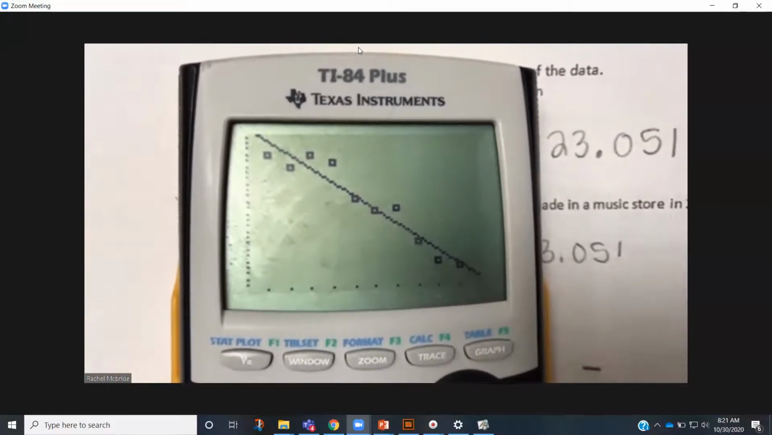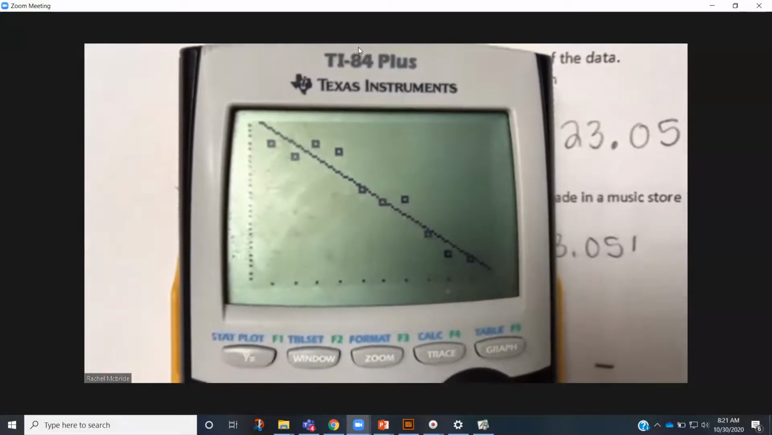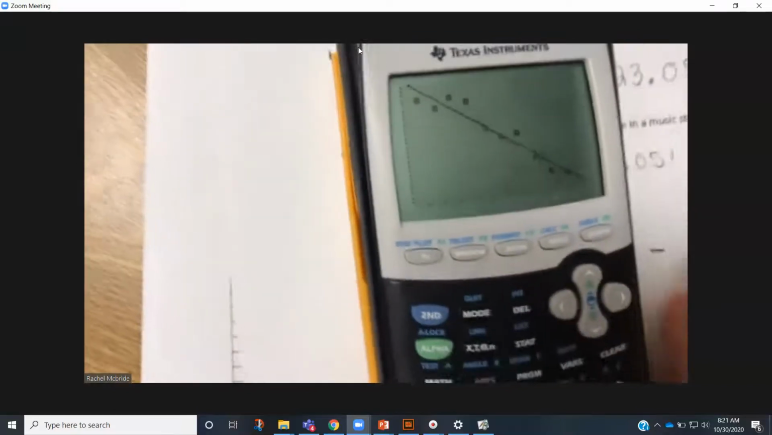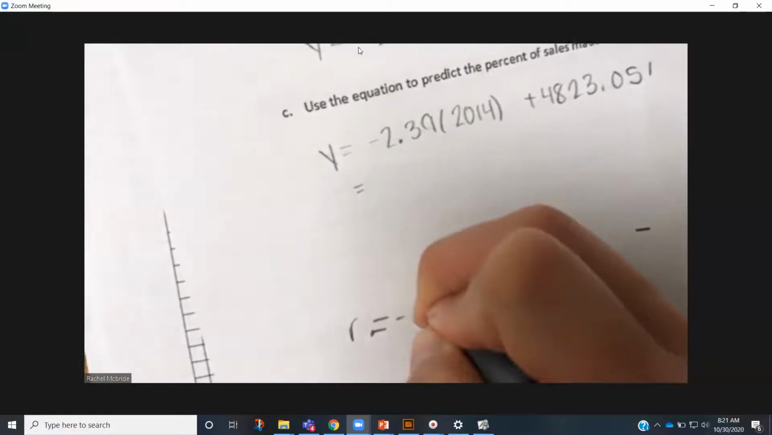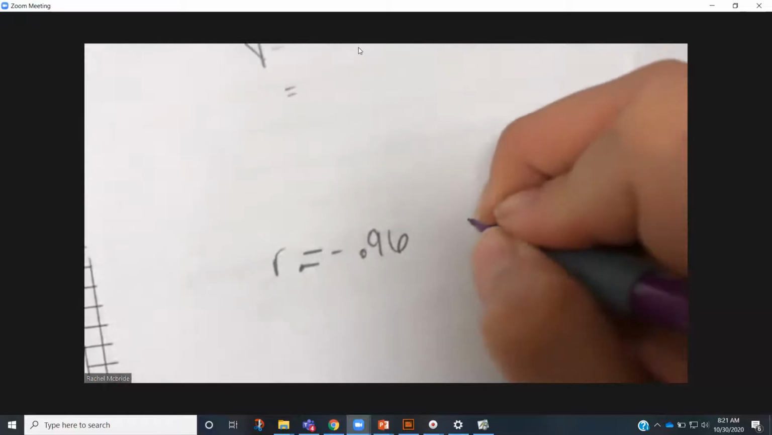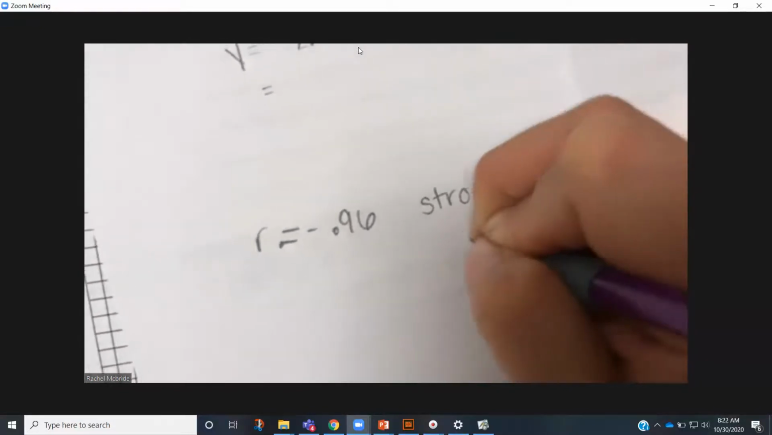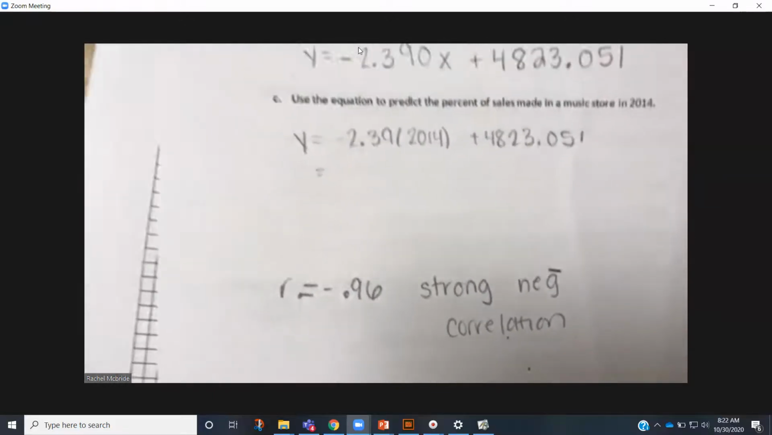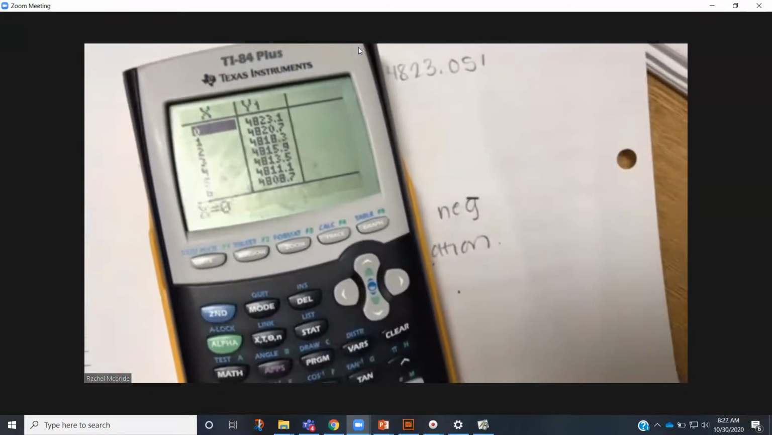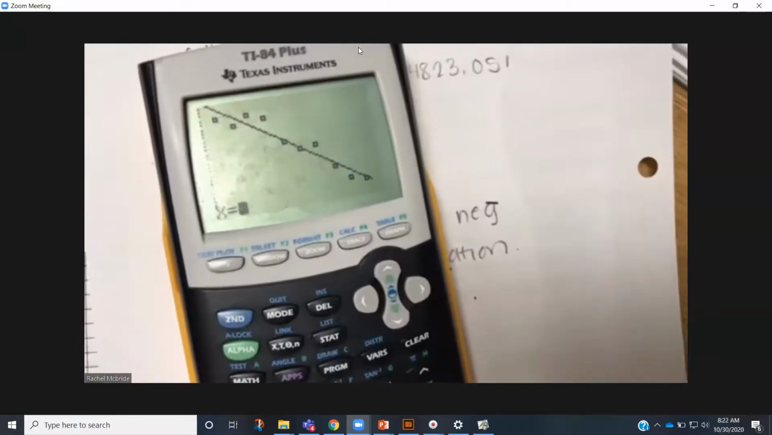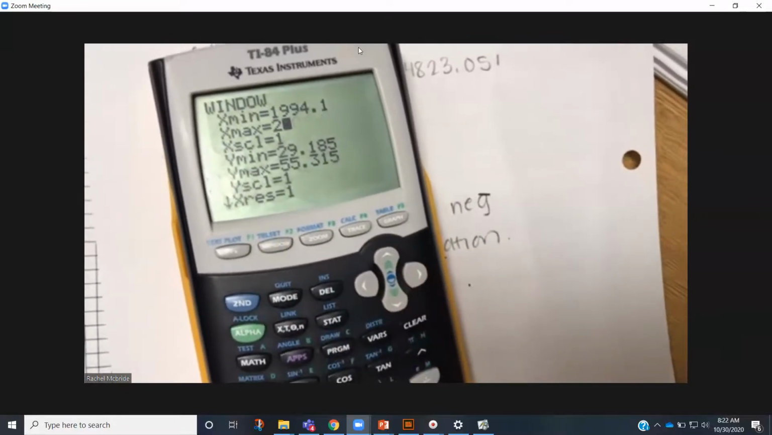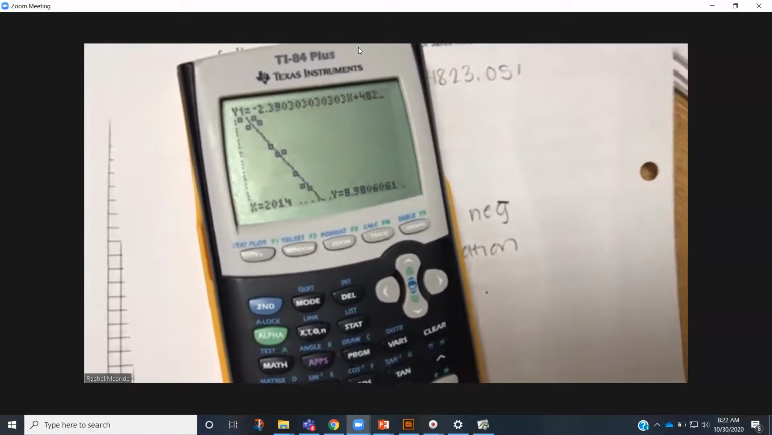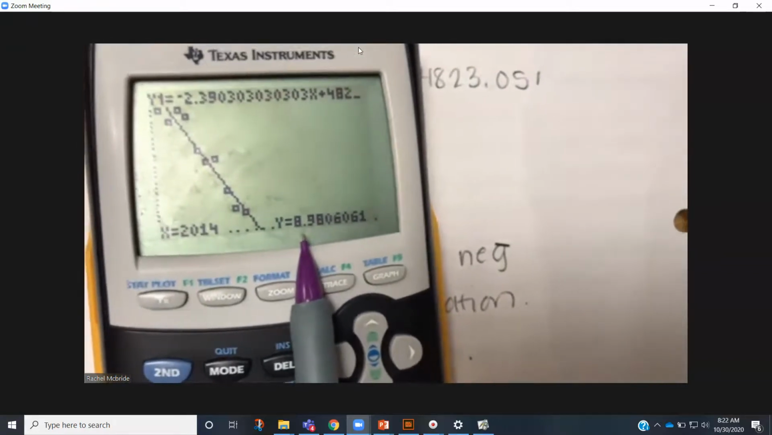Do you see how the trend line they drew in is very similar to the trend lines we tried to draw yesterday, with an equal number of points above, below, and on? My R value was negative 0.96. That number is pretty close to negative 1. So this data has a strong negative correlation. I could use my calculator to find me that missing value. Just to tell you what the answer is for your paper, in 2014, it was predicted to be 8.98.